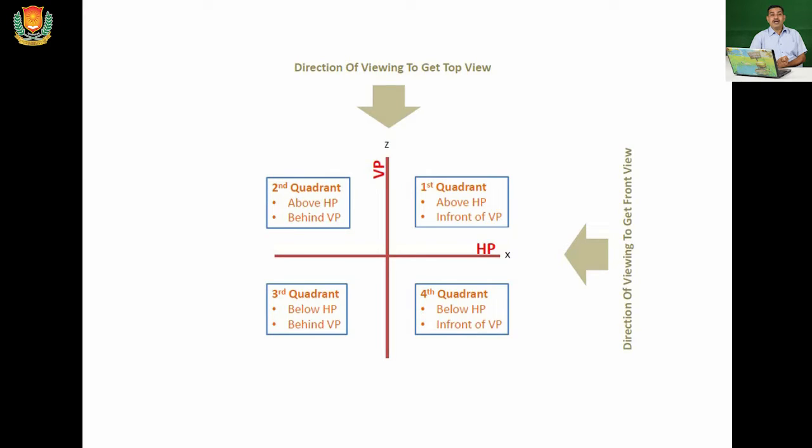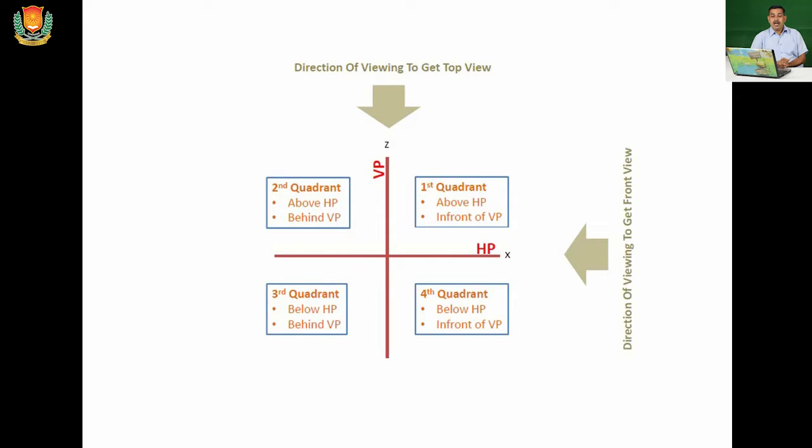So the horizontal plane and vertical plane intersect each other, and these planes divide the 360° into four quadrants: first quadrant, second quadrant, third quadrant and fourth quadrant. If an object is above HP and in front of VP, it means the object lies in the first quadrant.